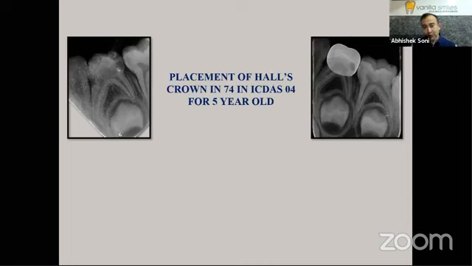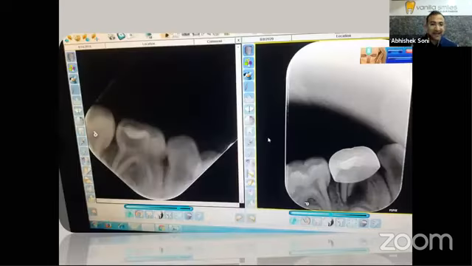I will show you my own failure, wherein we did a Hall's crown 2 years back because of limited understanding, or probably you can say overzealous. This was a case where you don't see a clear band of dentine. And we went and did the Halls after discussing with the parents, of course. And now you can see, although clinically the child is fine, radiographically it's a failure.